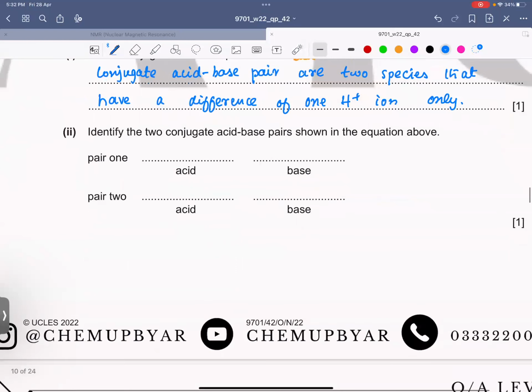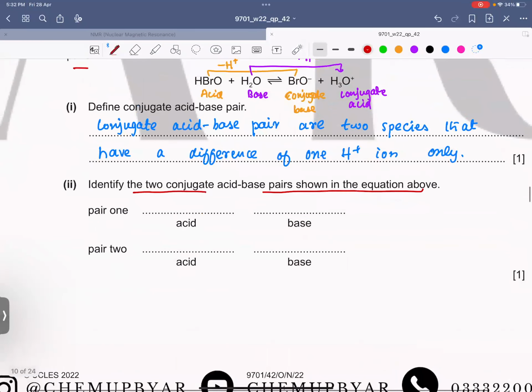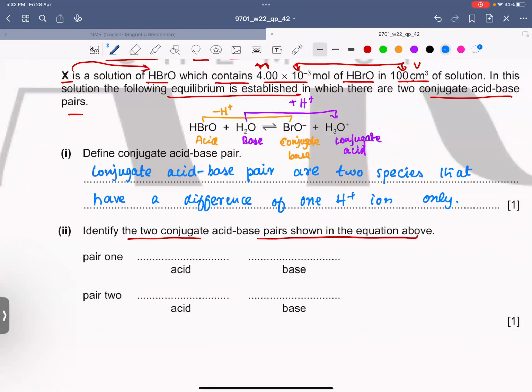Now, next part. Identify the two conjugate acid-base pairs shown in the equation above. Okay, see. We have already figured it out. One with the yellow and one with the purple one. So it means that HBrO is an acid and its base is BrO negative, right? And in the other pair, the acid is H3O positive and the base is H2O. Right? Is this clear? Yes, sir.